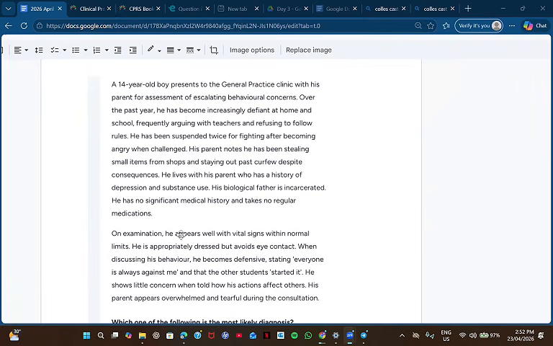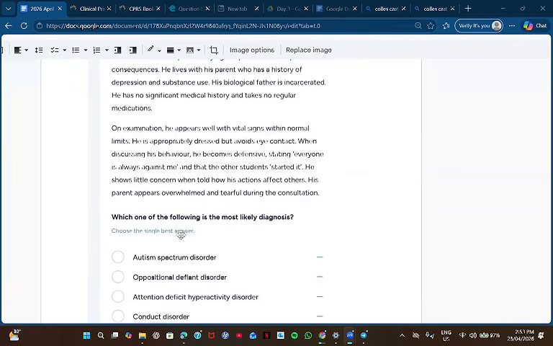A 14-year-old boy presented to the GP clinic with his parent for assessment of escalating behavioral concerns. Over the past year, he has become increasingly defiant at home and school, frequently arguing with teachers and refusing to follow rules. He has been suspended twice for fighting after becoming angry when challenged. His parent notes that he has been stealing small items from the shop and staying out past curfew despite consequences. He lives with his parent, who has a history of depression and substance use, and his biological father is incarcerated. He has no significant medical history and no regular medications.